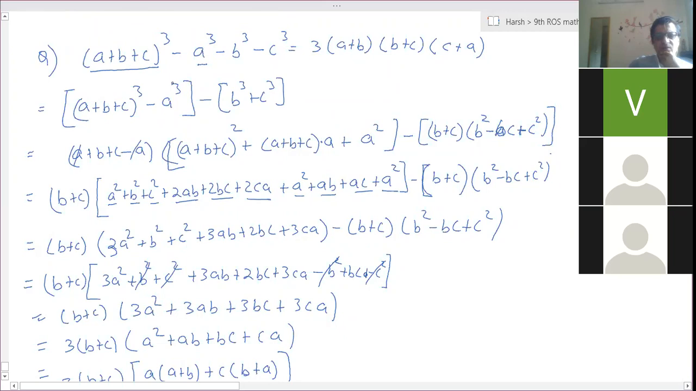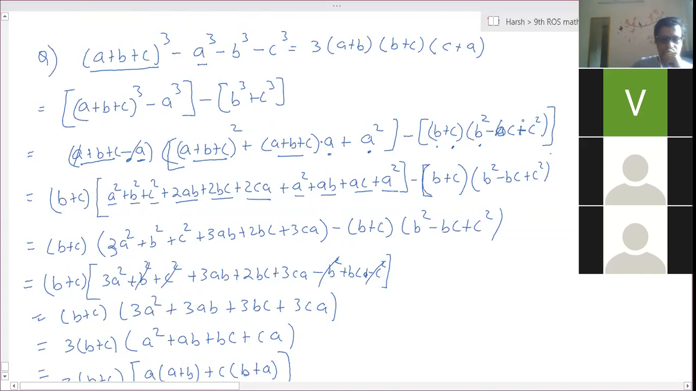Okay, let me answer Vidyut first. a cube minus b cube is what? It is a minus b into a square plus ab plus b square. She has done like that. Here b cube minus c cube, she has done b plus c into b square minus bc plus c square. Got it? Yes, sir.